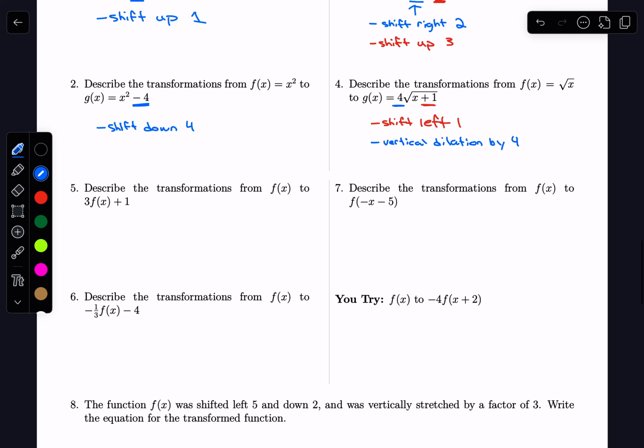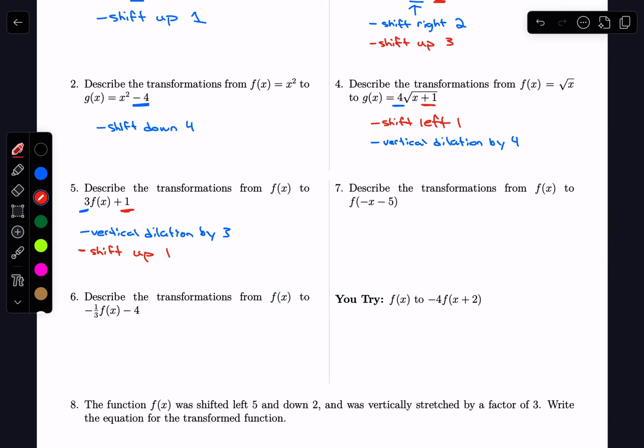Moving on to number 5, we're going from f of x to 3 f of x plus 1. So we have two transformations happening here, the 3 in front and the 1 in the back. The 3 in front is going to be a vertical dilation by 3. And the 1 in the back is going to be a shift up 1.